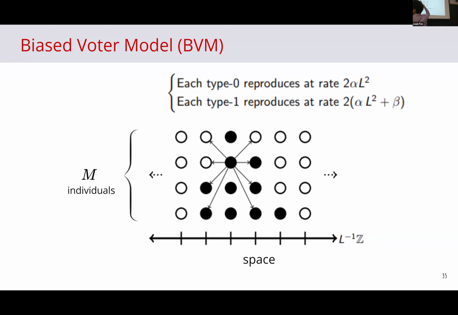It reproduces at a rate proportional to L squared, where 1/L is the lattice spacing. Immediately after reproduction, the offspring, or the opinion, will spread to one of the neighbors chosen at random. Now, type 1, which might be this solid dot, maybe apple, has a faster rate of spreading its opinion. This beta is a bias, which is why it's called the biased voter model, and this little bias will cause the dynamics to be different.